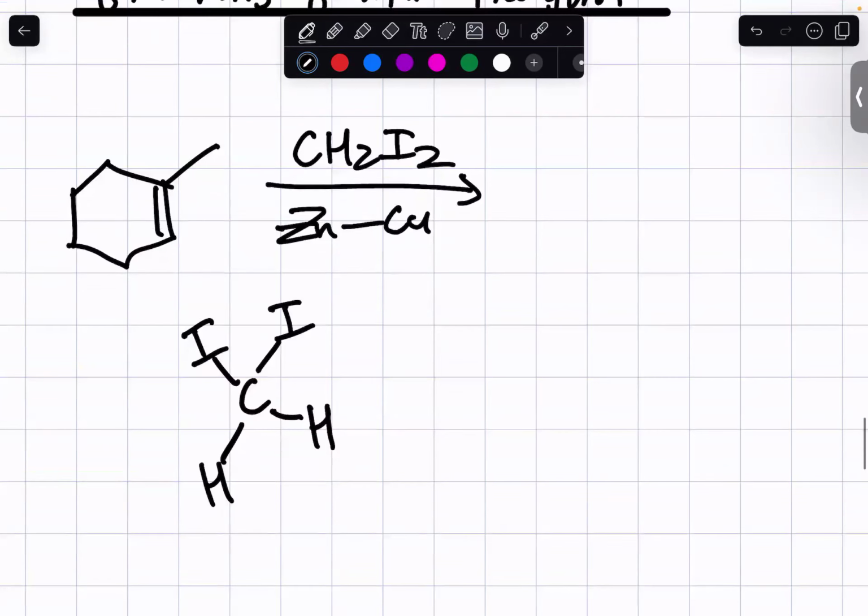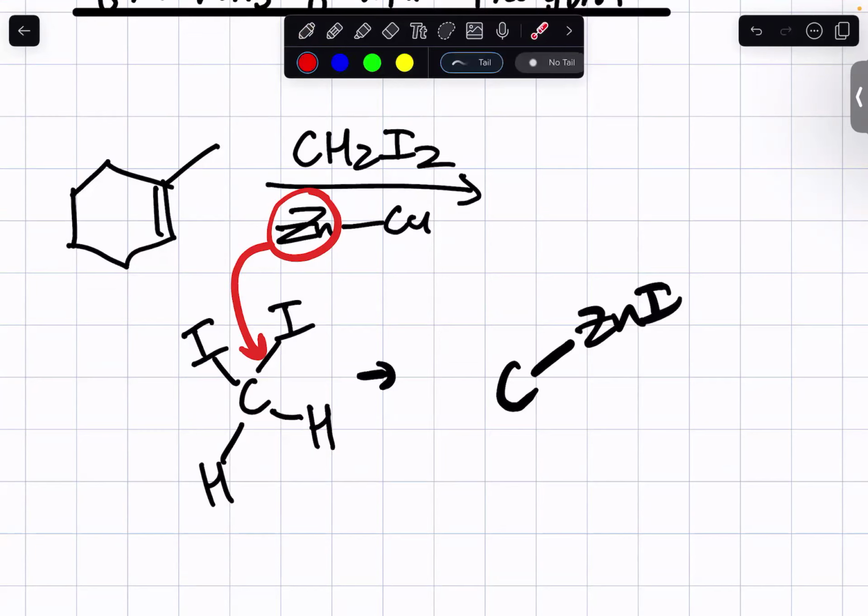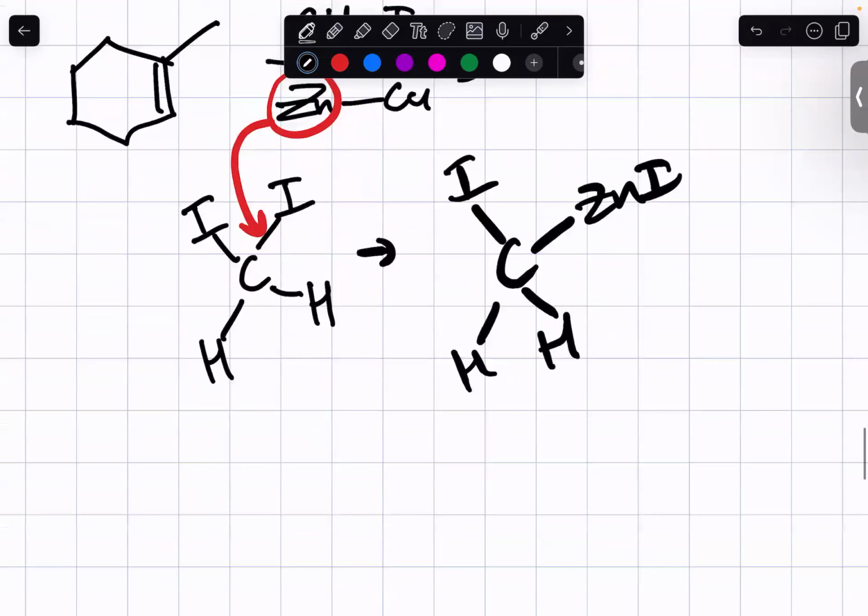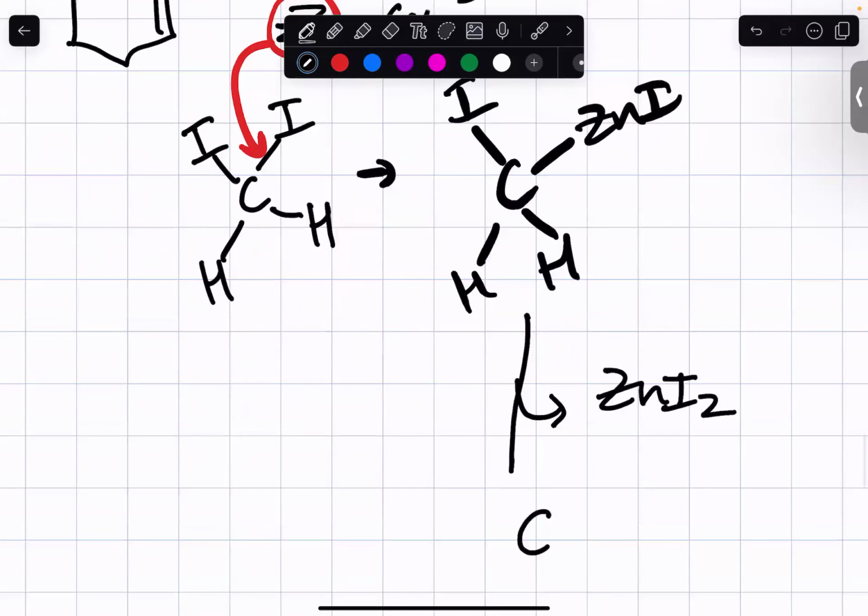Okay. The zinc right here will do an insertion reaction. It's going to insert itself between that carbon and iodine right there. When that happens, let's say that carbon there now has a zinc iodine because the zinc inserted itself between that carbon and iodine, which is right there. And that carbon is still attached to two hydrogens and one iodine, like that. Okay. And then from here, zinc I2 is just going to leave by itself, forming this carbene right here.